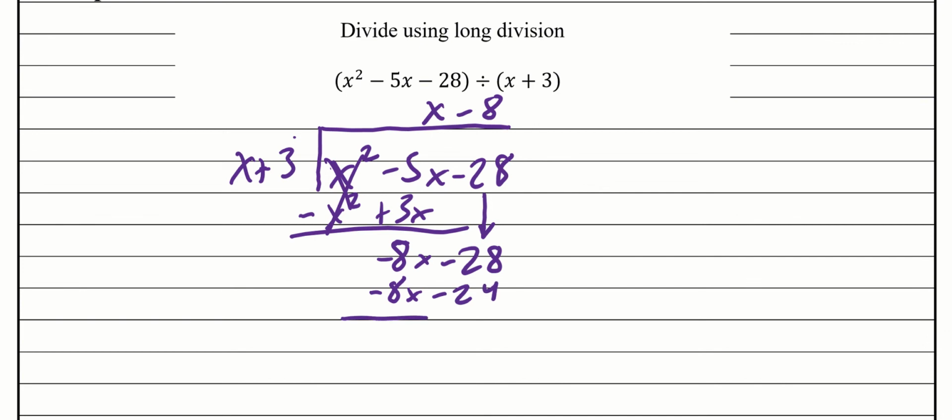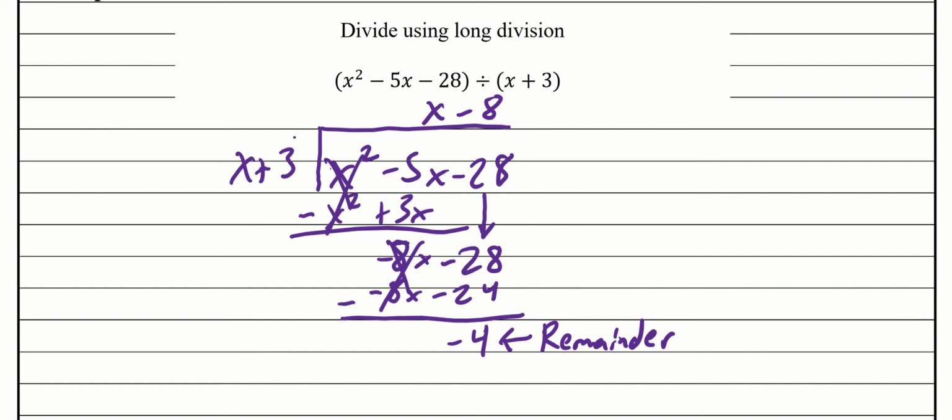And then same process as before, we have these values, and now we're going to subtract them. Negative 8x minus negative 8x is going to cancel out. That's good. And then negative 28 minus negative 24. Remember, we're treating that like plus. So negative 28 plus 24 is going to be negative 4. Okay? And so this time we notice our remainder is not 0. This is our remainder here, and that's negative 4.